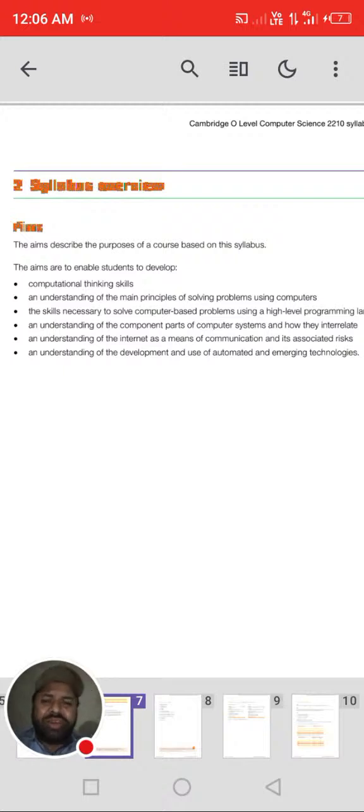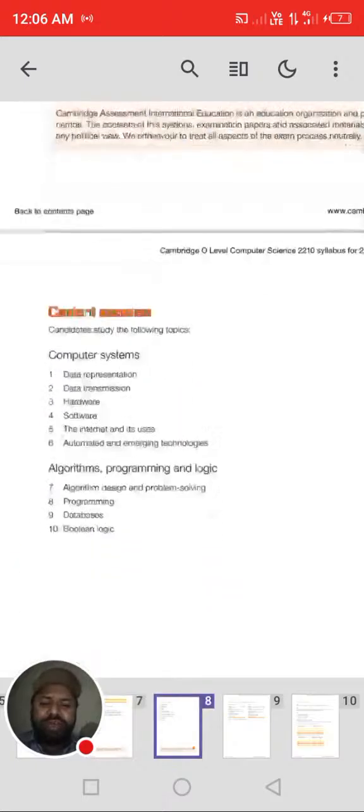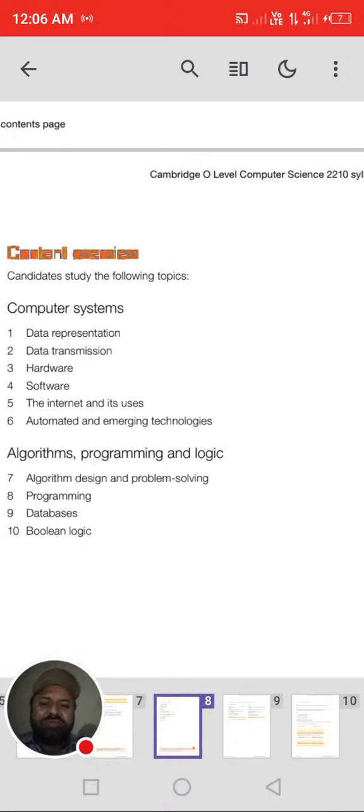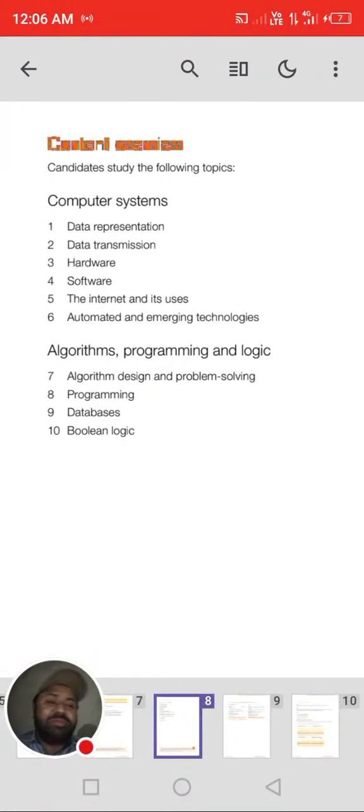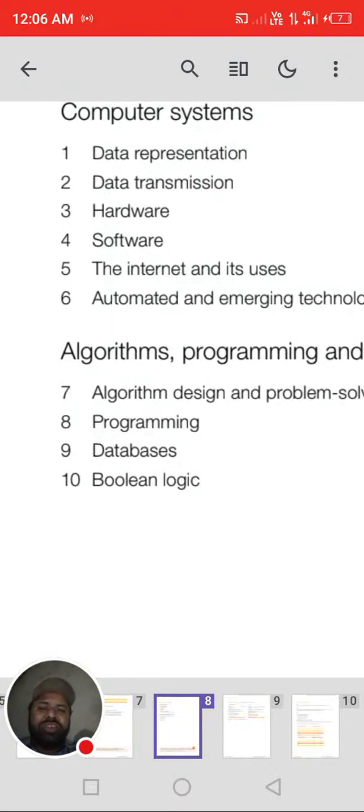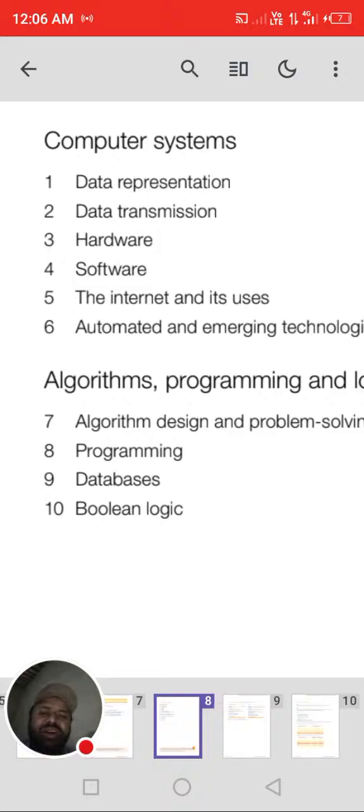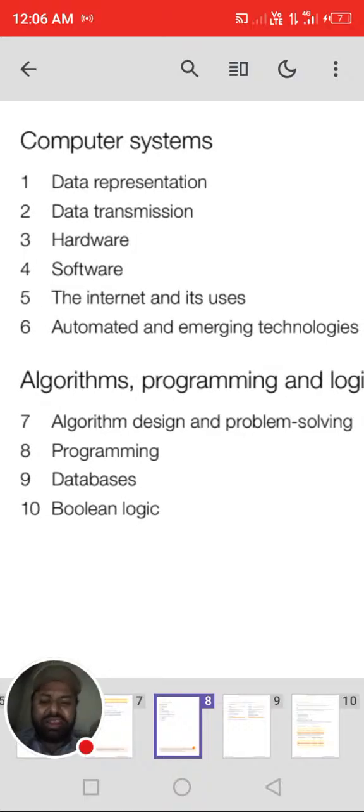So what is the contents overview we are going to discuss in a simple way? First of all, there are the following topics. First of all, we can see computer systems. Yes, what is computer systems? What are we going to cover in the future?